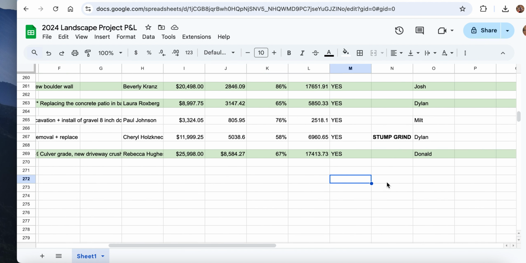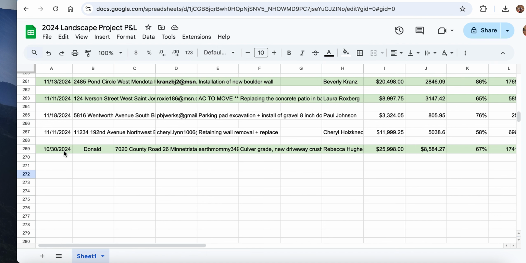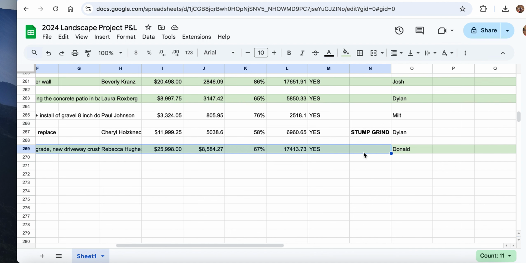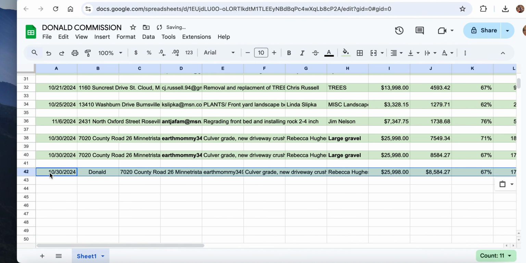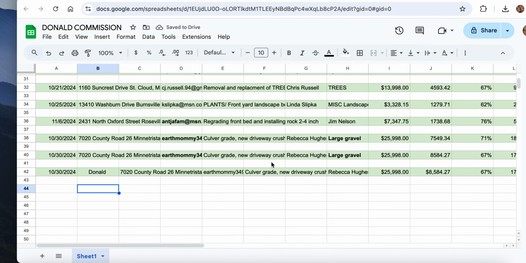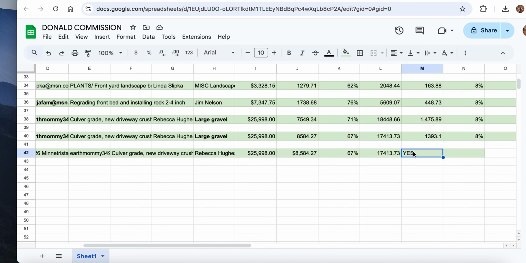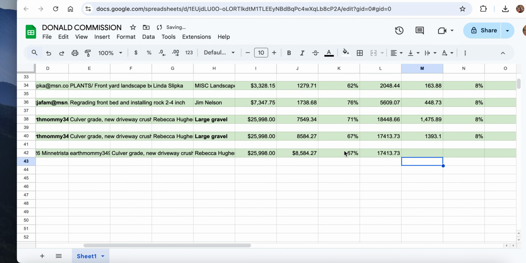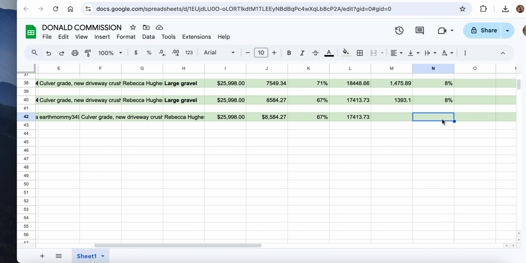Then, since this is a job that Donald sold, we're going to copy and paste this over onto Donald's commission spreadsheet. So you're going to copy this here, go to the commission spreadsheet, and paste this on here. I do already have it on here right above, so we're just using this as an example today. You can delete this out here. Again, we're going to keep it this lighter green in color since it is over the 50% margin and the job is profitable. On this job, he's getting an 8% commission.